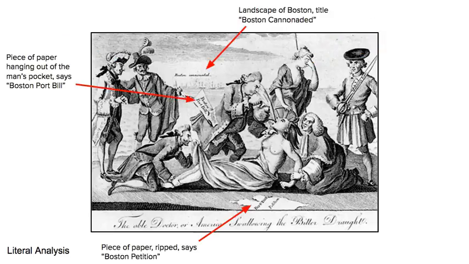Other things I can see in the background now, I can see the words Boston cannonaded. So I can see that the landscape of Boston has been titled Boston cannonaded. I can see in Lord North's pocket a piece of paper, and the piece of paper says Boston Port Bill. And that is our massive clue to the fact that this is talking about the coercive acts, that the Port Bill was one of the coercive acts. And also I can see in the foreground here a piece of paper ripped saying Boston Petition.